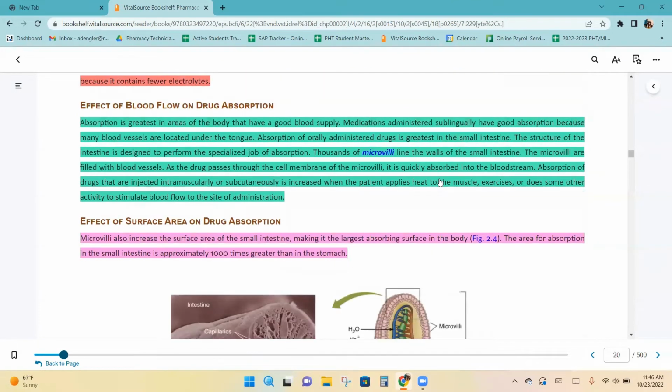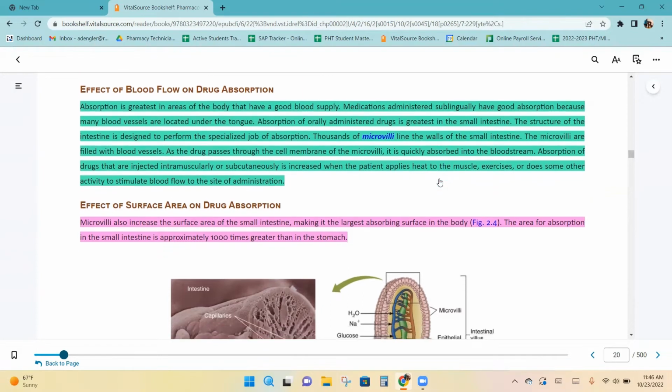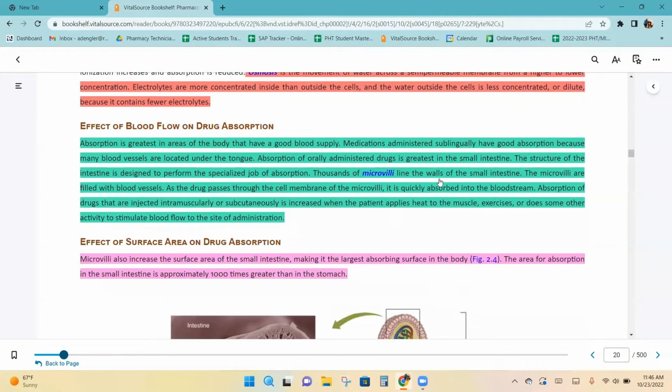Absorption is greatest in areas of the body that have a good blood supply. Medications administered sublingually have good absorption because many blood vessels are located under the tongue. Absorption of orally administered drugs is greatest in the small intestine. The structure of the intestine is designed to perform the specialized job of absorption.